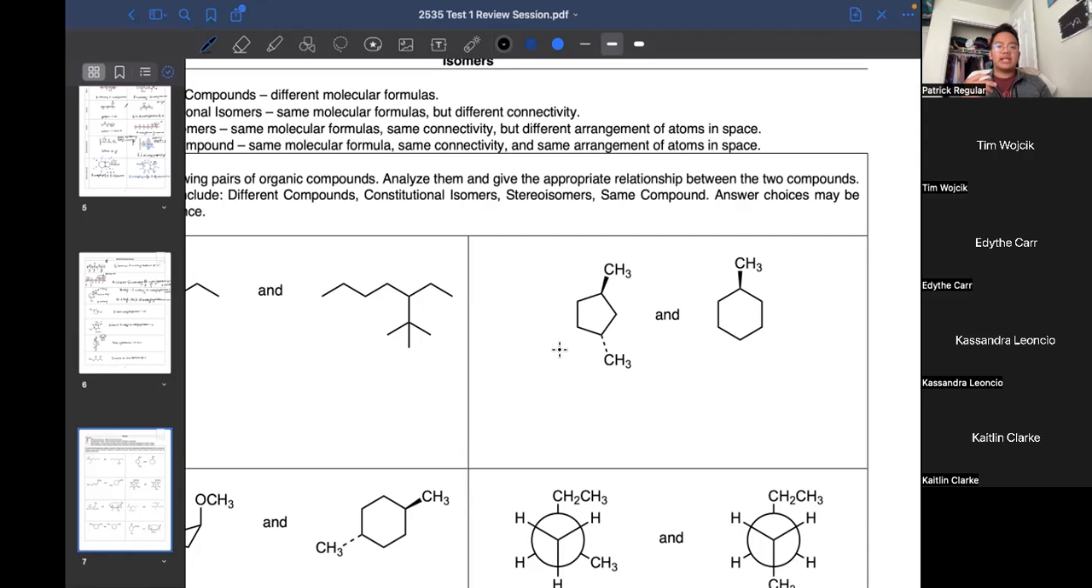So a good candidate is either going to be different compounds or constitutional isomers. If we look at the molecular formulas, we have 1, 2, 3, 4, 5, 6, 7 carbons. 1, 2, 3, 4, 5, 6, 7 carbons as well. Same. And if we expand, we have 1, 2, 3, 4, 5, 6, 7, 8, 9, 10, 11, plus 3, that's 14 hydrogens. 1, 2, 3, 4, 5, 6, 7, 8, 9, 10, 11, plus 3, that's 14 hydrogens as well. Same molecular formula, different connectivity. That's a constitutional isomer.